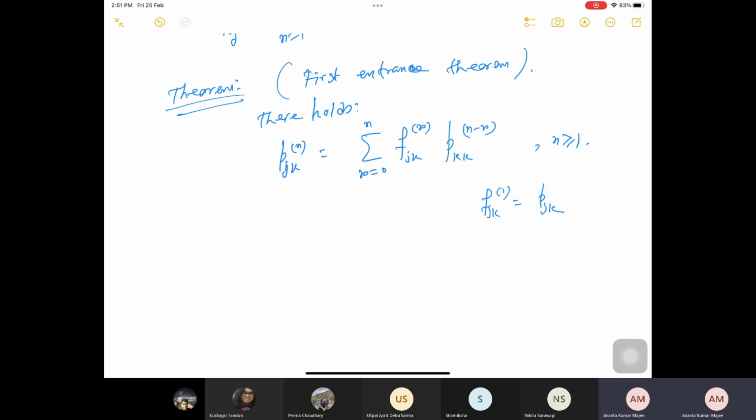Okay. So I also want to know what the mean passage time is. Mean passage time means I am defining mu_jk, which is the summation over n equal to 1 to infinity of n times f_jk(n). Okay, this is mu_jk, what is called the mean passage time.